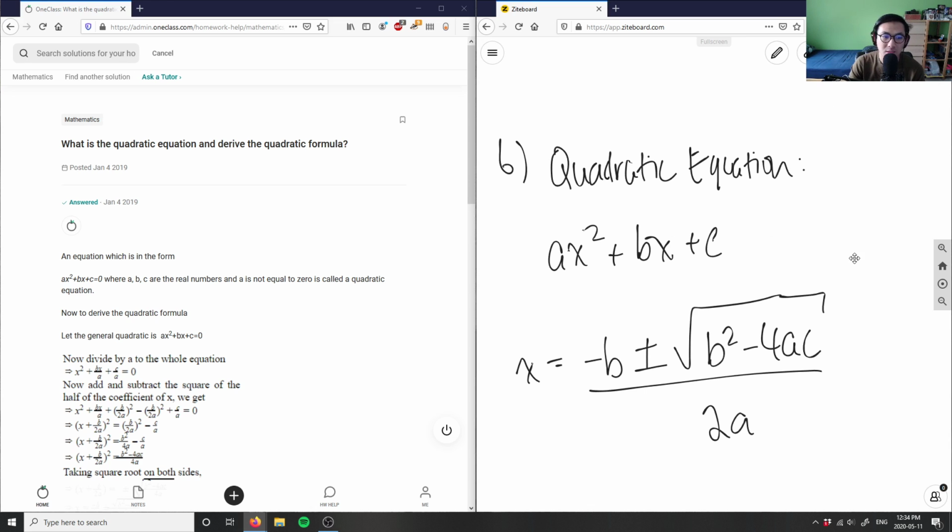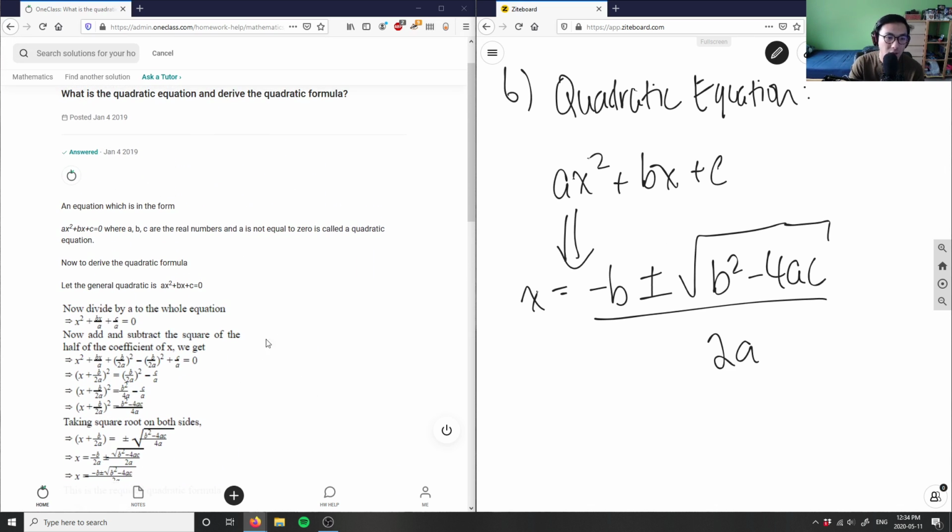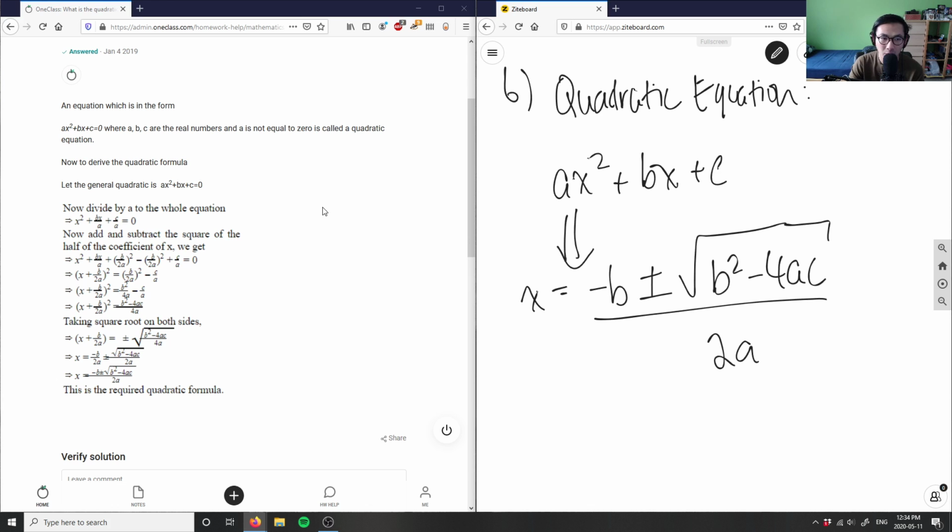And then it's telling us, how do you derive the quadratic? How do you get from this general equation to here? So in this case, to save me some time, I'm just going to look at the solution, and I'll show you in terms of mathematics what they're doing here. And I'll break this question down.